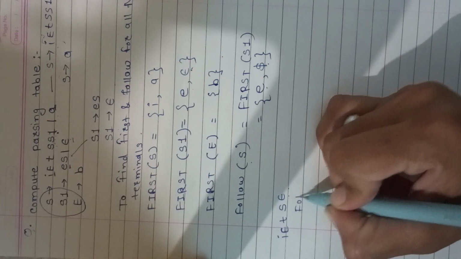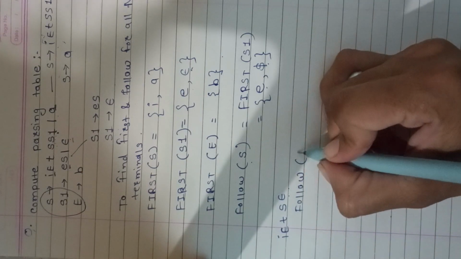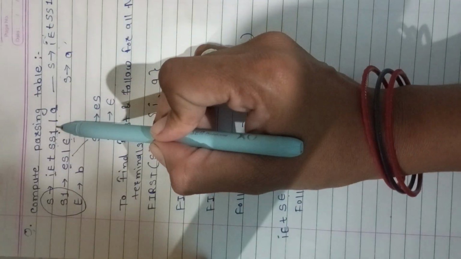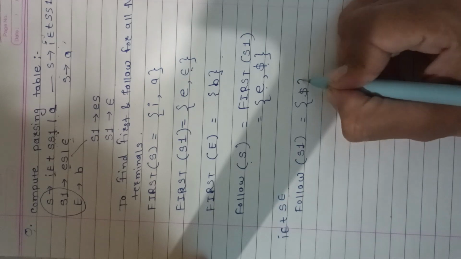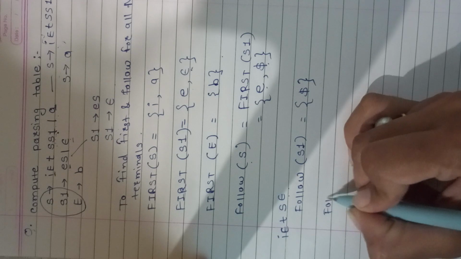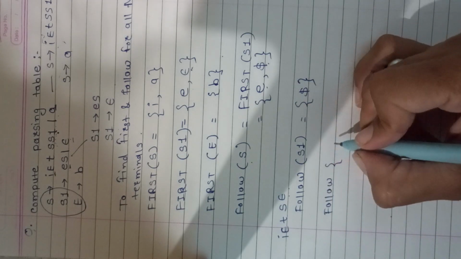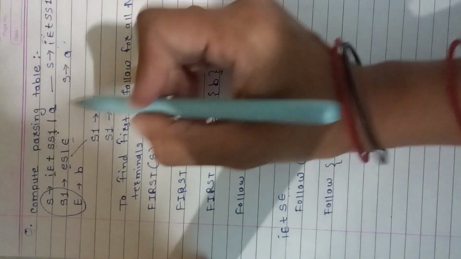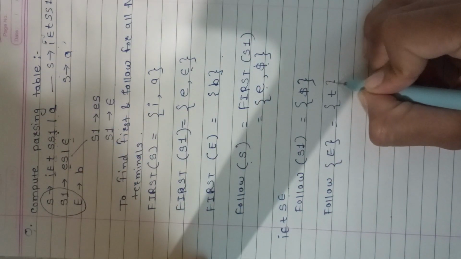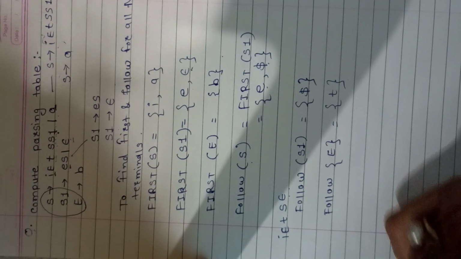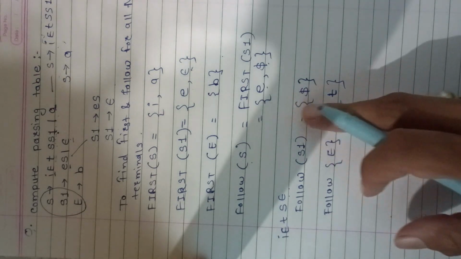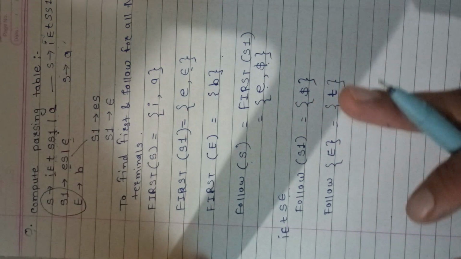Then follow of S1. What is the follow of S1? Follow of S1 is nothing here, so it can be written as dollar. Then follow of E. Follow of E is here t. Okay. These are the follow of all non-terminals.